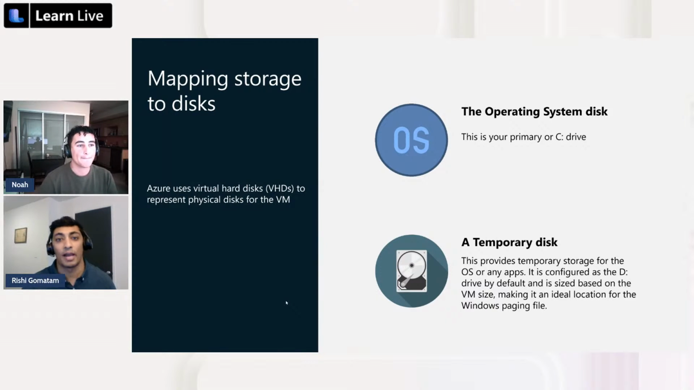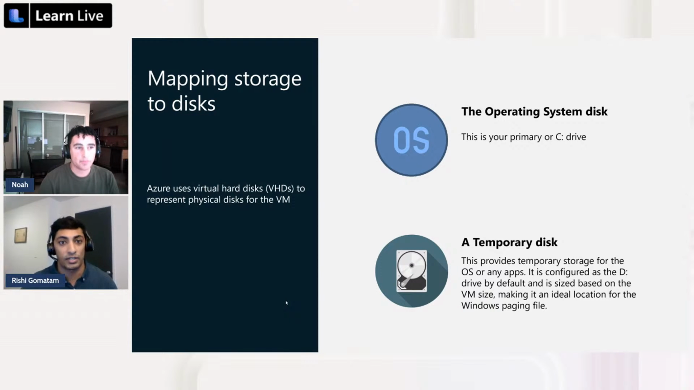Yeah, so when you're mapping your storage options to disks, Azure uses what are called virtual hard disks or VHDs that essentially are virtual versions of physical disks, but stored as page blobs in an Azure storage account. And by default, two virtual hard disks will be created for your Linux VM. The first being an OS disk and your primary drive. So this will be like your C disk on Windows and will be the default place that OS images are stored. And the second is a temp disk, which provides temporary storage for OS page files or any other apps running on the virtual machine.